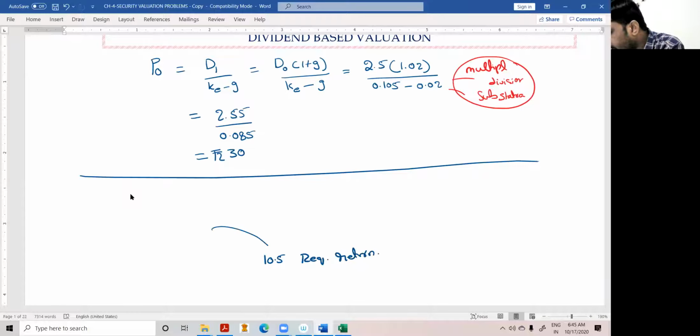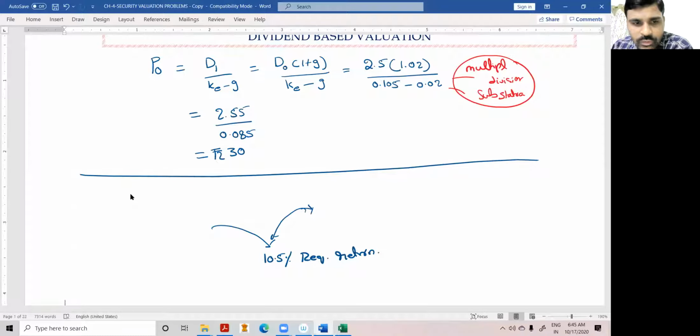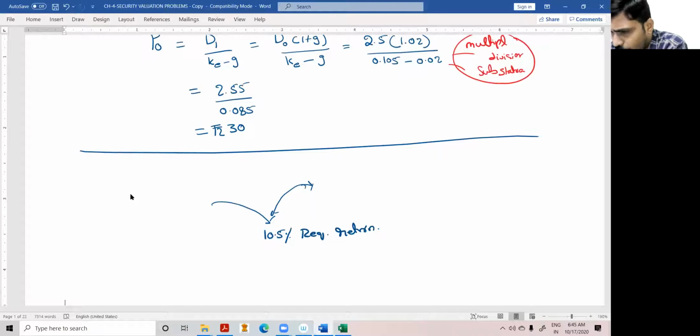10.5% is the investors' required return. Out of that, what are the two forms of return we discussed? If you invest in equity shares, the two forms of return are dividend and capital gain, and this 2% is the capital gain.